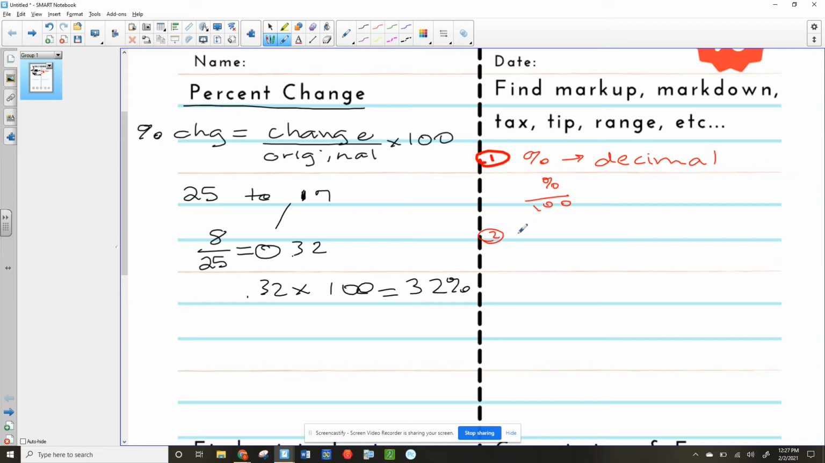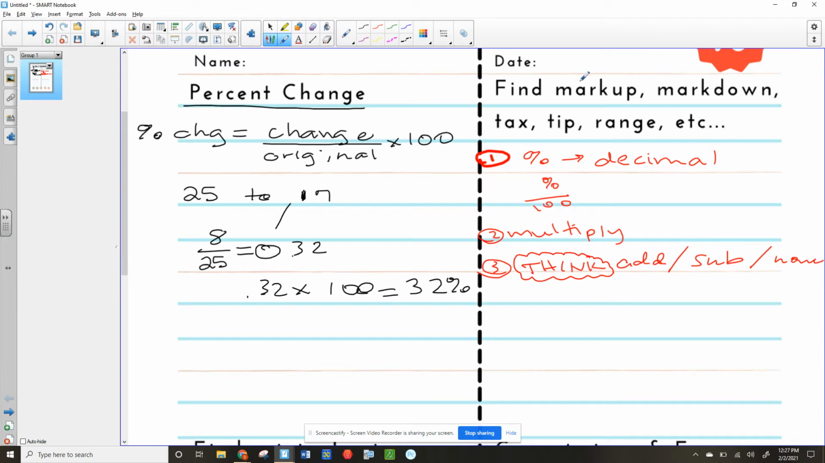Our step 2 is we're going to multiply our decimal times our original number. And our step 3, we need to think about what we're doing. So we're going to think about do we need to add or subtract or do none?